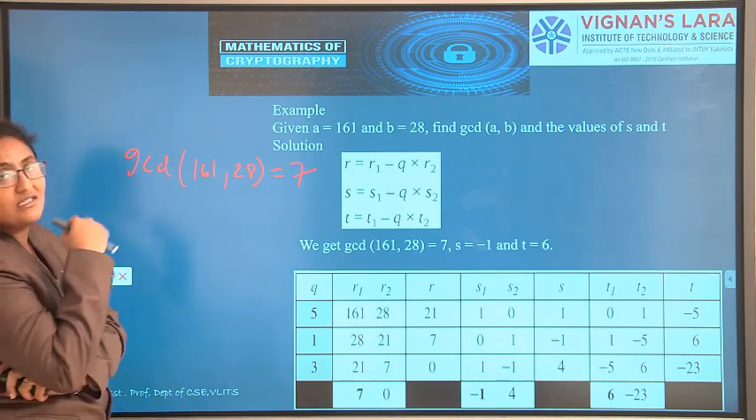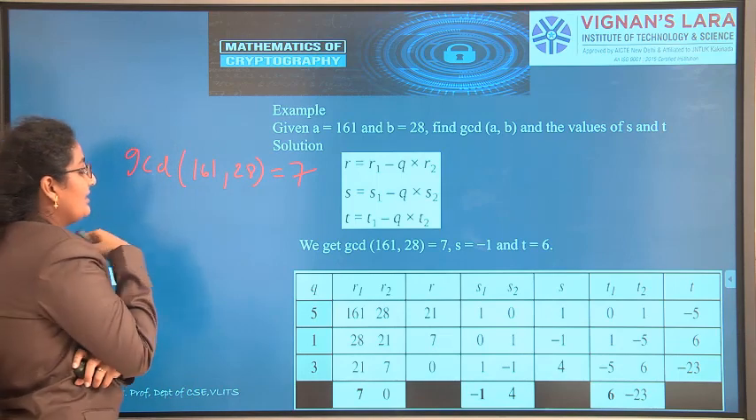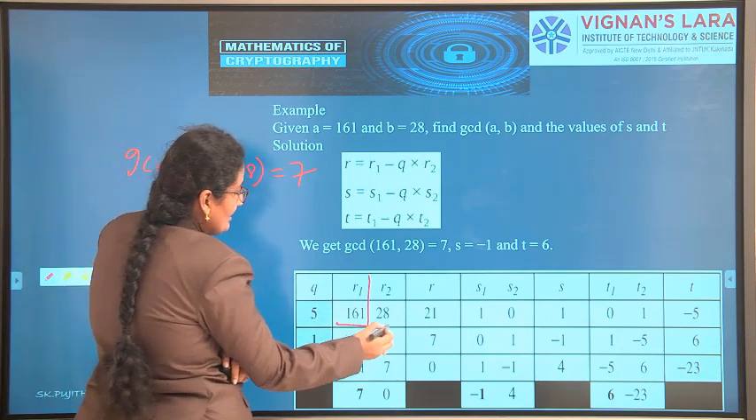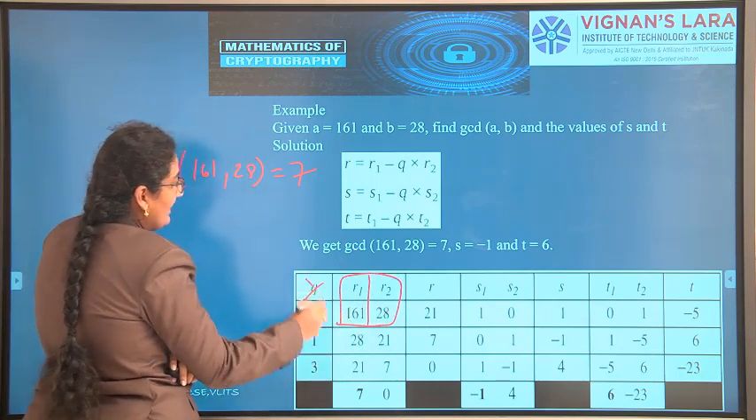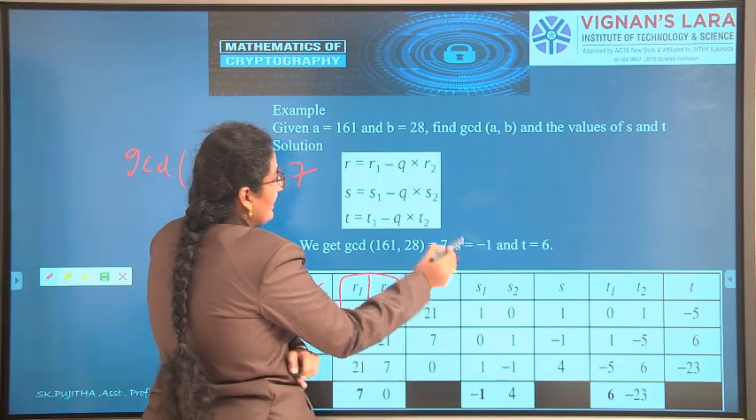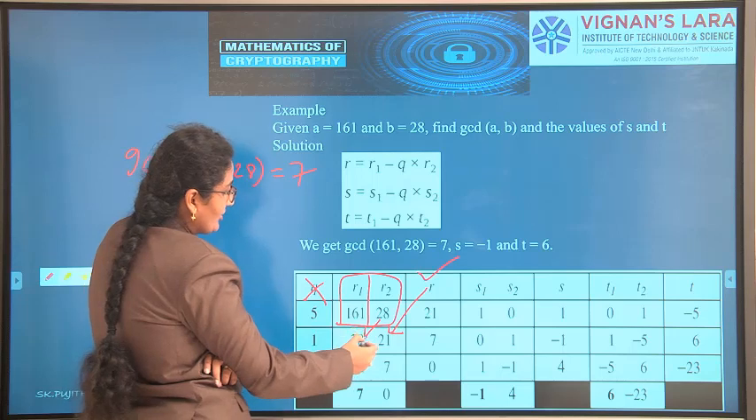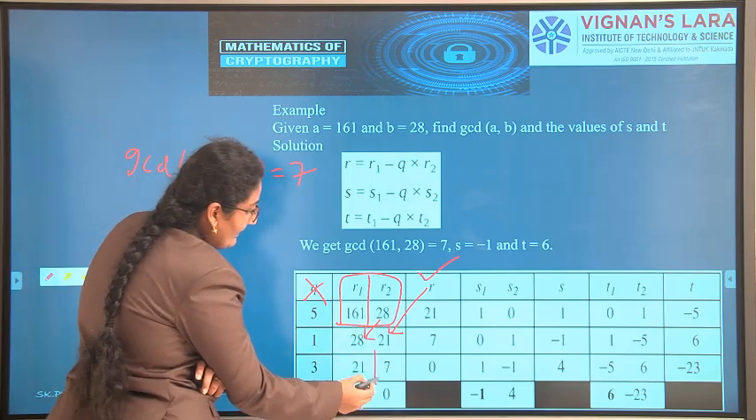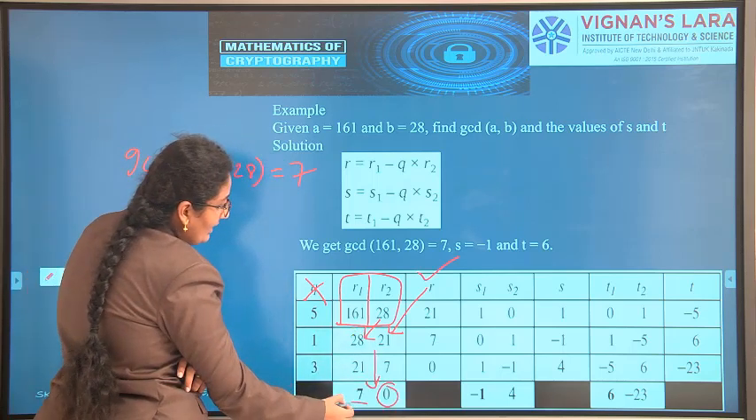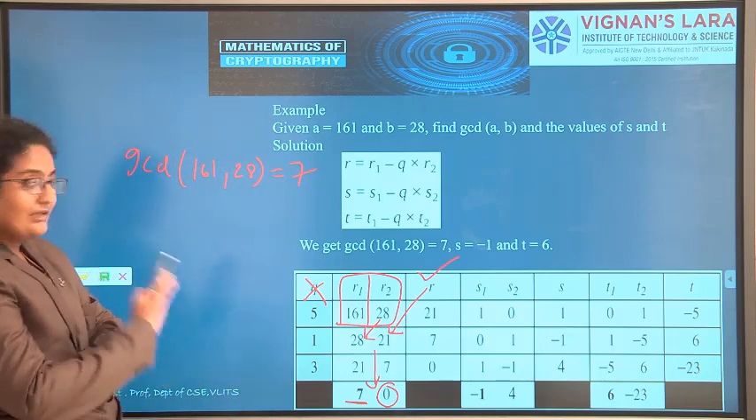How will GCD of 161, 28 be 7? A, B are taken as R1, R2. Don't consider the coefficient. Only consider the remainder. The R value should be given to R2. The R2 value should be given to R1. This should be done until R2 equal to 0. R1 will be the GCD. This is clear.